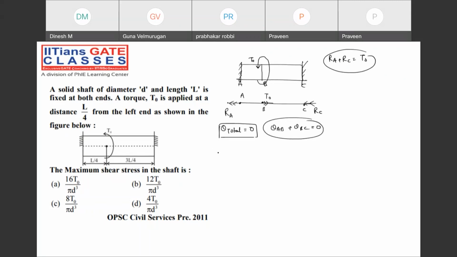What about the torque in the AB section? Can I say minus RA? What is the torque in the BC section? Can I say minus RA plus T naught? Check it out.